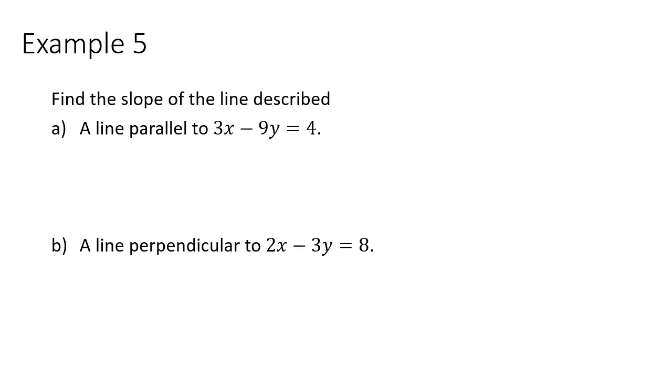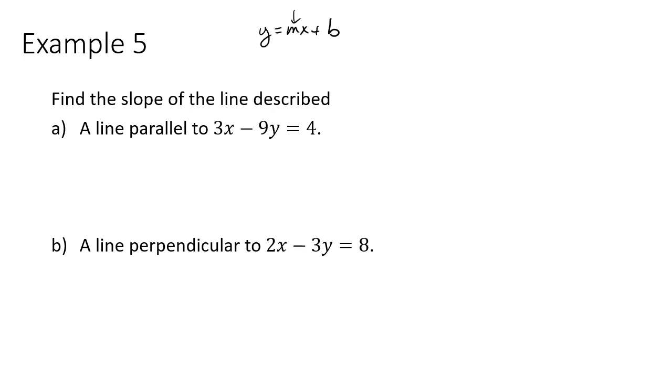And in part A, we're going to start with a line parallel to 3x minus 9y is equal to 4. Right, so these are both lines in standard form. Otherwise, this problem would probably be a little bit too easy. The trick is to take each line, write it into the form mx plus b so that you can pick out the slope, and then do the same thing we did on the previous slide. Figure out what the parallel or perpendicular slope would have to be.